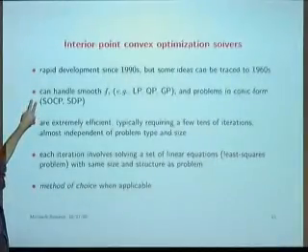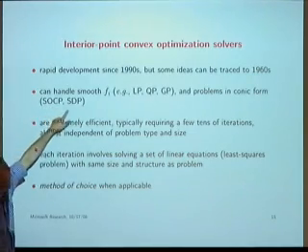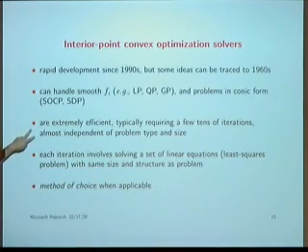Okay, now these methods handle smooth functions and also functions in conic form. So these would be things like second order cone programs, semidefinite programs, but they'll handle things like geometric programs and things like that. And these are extremely efficient. They typically require a few tens of iterations, almost independent of problem type and size. So that's accepted. It's an empirical fact. It's nothing else. It'd be like the empirical fact that simplex works really well. It's now been verified across zillions and zillions of problems and scaling all the way to immense sizes and things like that.